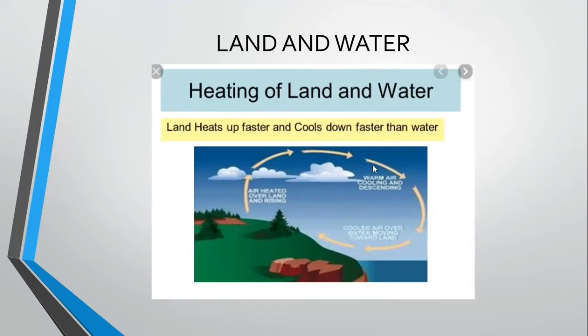Now, how can we consider that land or water is a control of temperature? Okay, I want you to look at this one, heating of land and water. Land heats up faster and cools down faster than water. Later, I will explain what property of water and land is responsible for that. But take note that land always heats up faster and also cools down faster compared to water. So for those who are inland, the temperature rises more easily compared to those who are beside bodies of water.